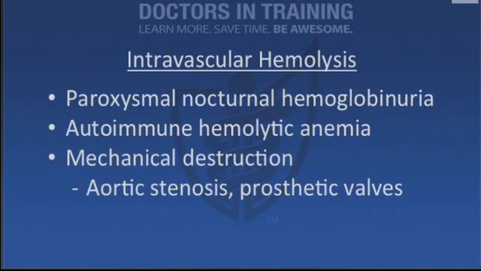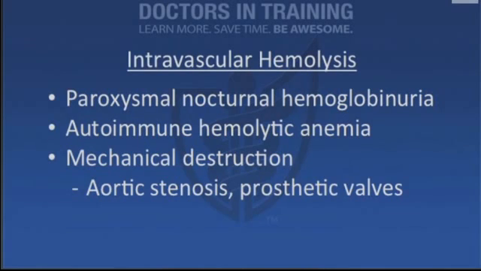Well, paroxysmal nocturnal hemoglobinuria. We've talked about that one before back in the immunology section. We said it's a deficiency of CD55 and CD59, so you have complement-mediated attack of your red blood cells. An autoimmune hemolytic anemia can cause intravascular hemolysis. We're going to address this one again in a little bit. Mechanical destruction also can cause intravascular hemolysis.